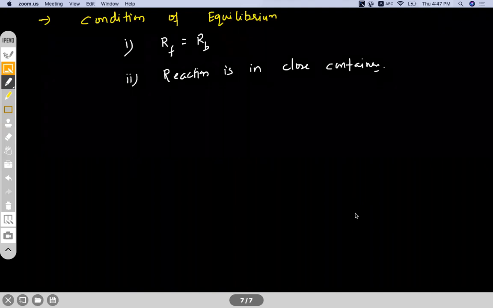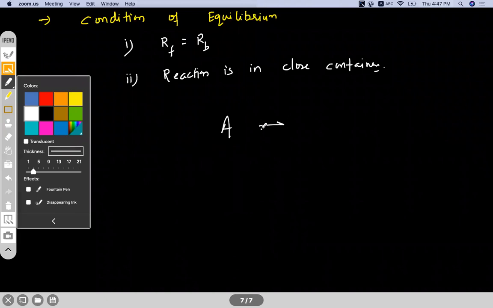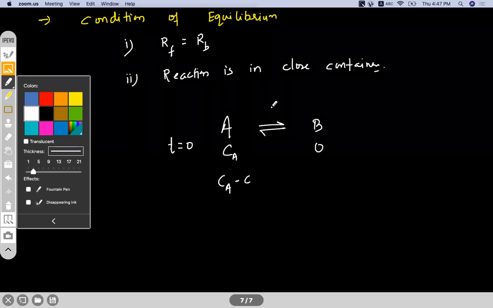But just a second, Hariharan, I don't get how the rate of backward reaction is increasing. It will increase, you see. You think like this, Anurag. We have A to B, correct? When time t equals zero, where the reaction is about to start, we have only A, concentration of A is CA, and there's no B present. When B is not there, there's no tendency to convert into A. As the reaction starts, CA minus C, some part of A converts into B, this becomes C. The moment it starts forming, its tendency to convert back into reactant A will be more. And hence we say, as time proceeds, the rate of backward reaction increases because the concentration of B is increasing.